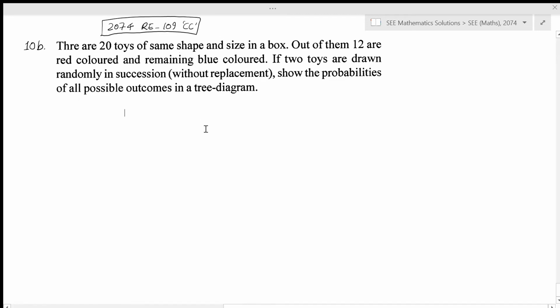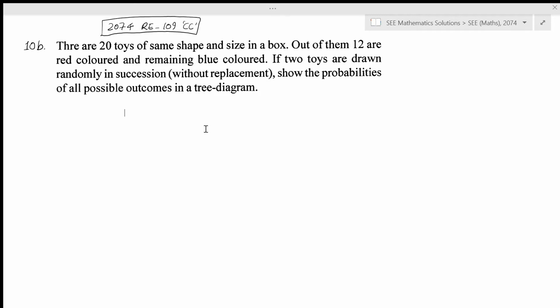Hello friends, welcome back. We are doing problems from probability. We are currently doing problem 10b from the RE 2000 RE 109 CC set, and this is the last problem from Group B. We have been repeating time and again that these Group B problems are worth 2 marks, and these types of problems only require writing down the formula and substituting the values. So even if they are from geometry, we have to write down the theorem, or apply the theorem, and find the values.